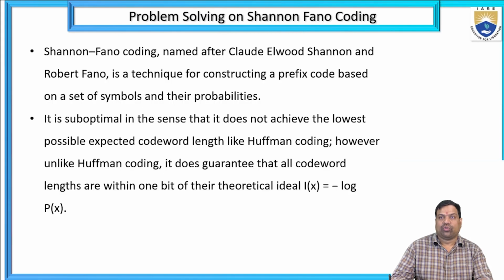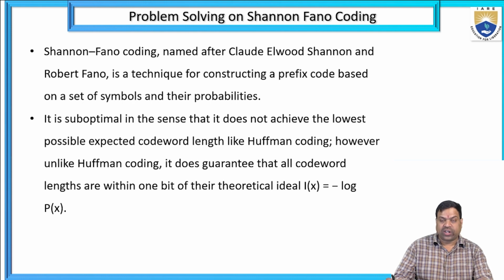Shannon Fano coding, named after Claude Elwood Shannon and Robert Fano, is a technique for constructing a prefix code based on a set of symbols and their probabilities. It is suboptimal in the sense that it does not achieve the lowest possible expected code word length, like Huffman coding. However, unlike Huffman coding, it does guarantee that all code word lengths are within 1 bit of their theoretical ideal I of x equal to minus log of p of x.